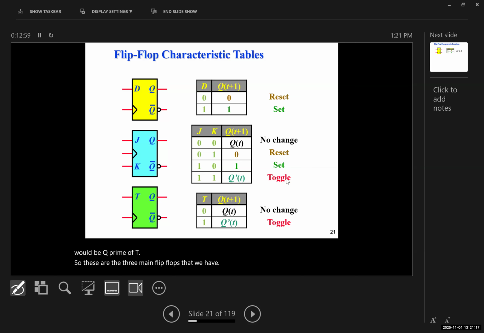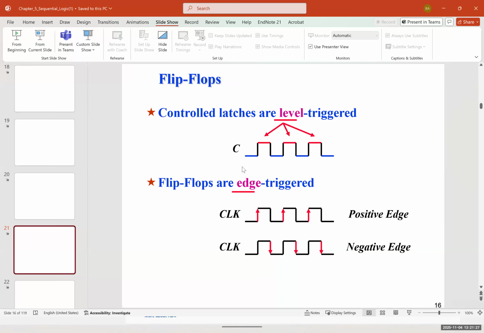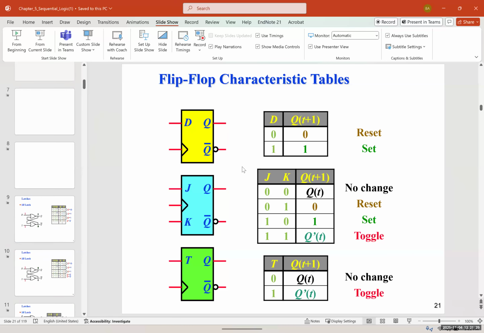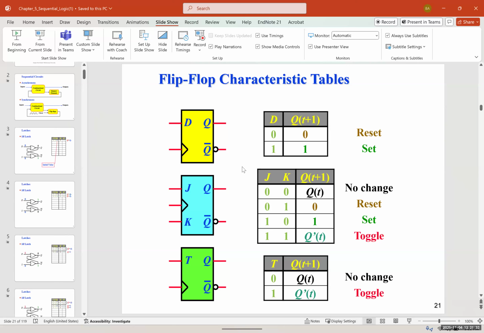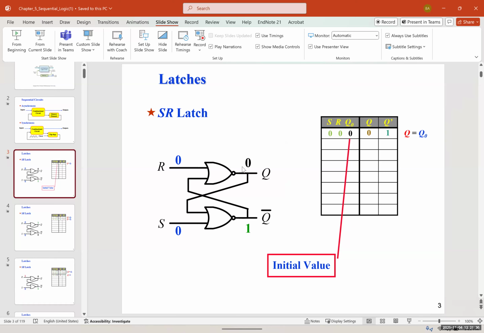Now, let's go back. Let's start from the beginning, and I'm going to draw you a picture. What was an SR latch made of? NOR gates or NAND gates. So 2 gates which are given a feedback. So we are using a combinational logic circuit, but giving it a feedback. So we're creating sequential logic and a latch.